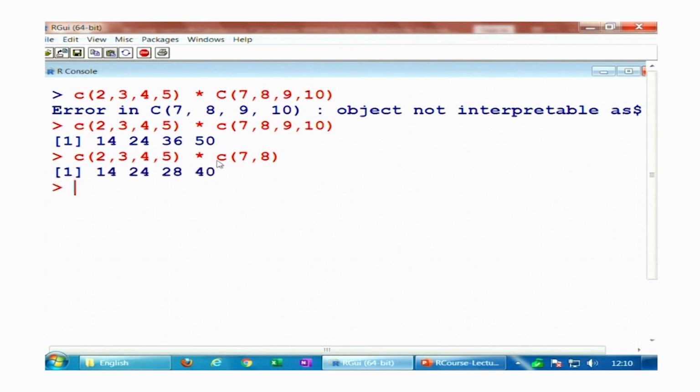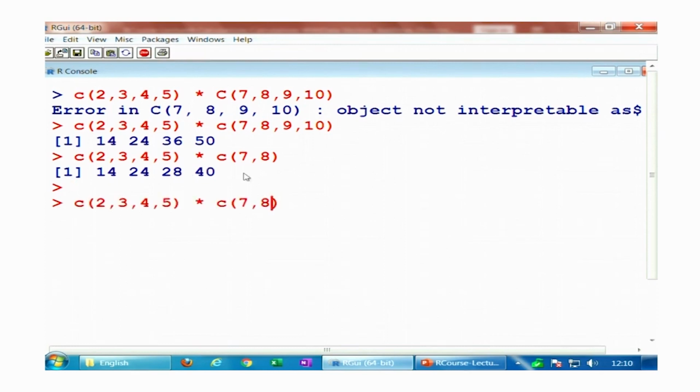So, now you can see here the answer comes out to be like this, because what is happening, the 7 and 8 are coming to the first data vector and they try to multiply with the elements in the first and second positions, and then the remaining two positions, at the third and fourth positions, are once again multiplied by 7 and 8. So, you get here 4 into 7 is 28 and 5 into 8 is 40.